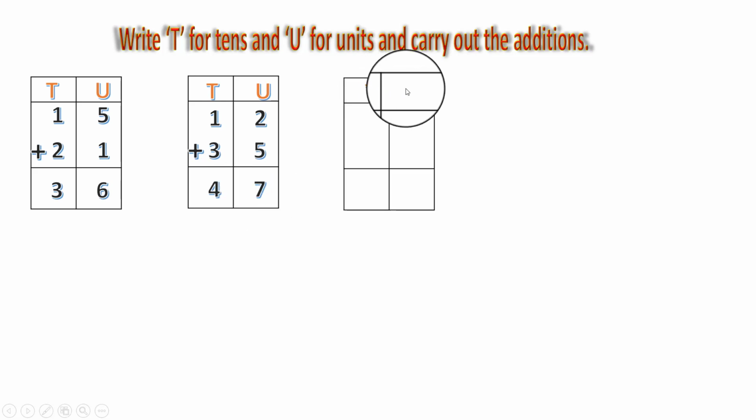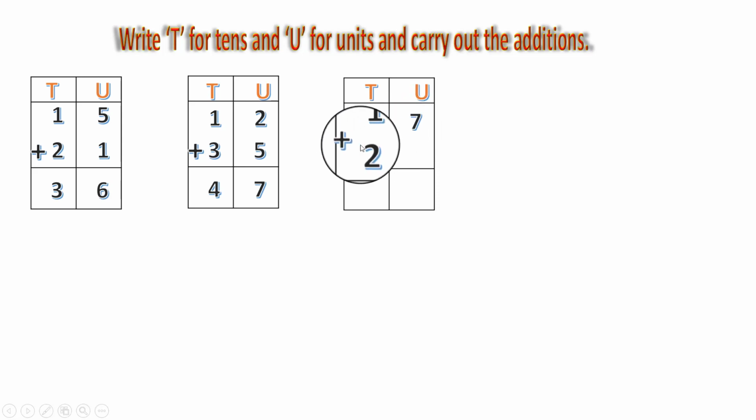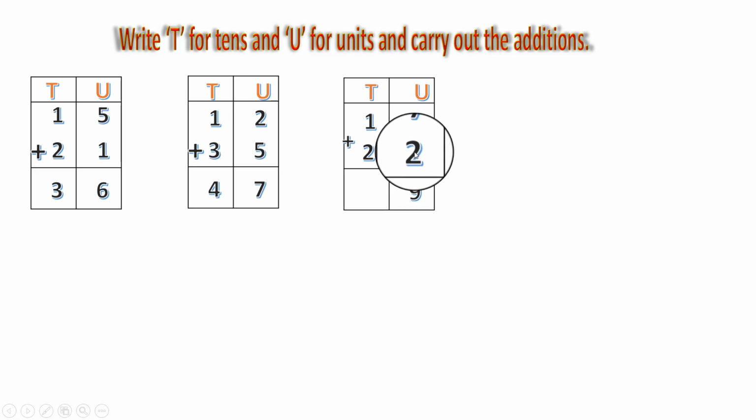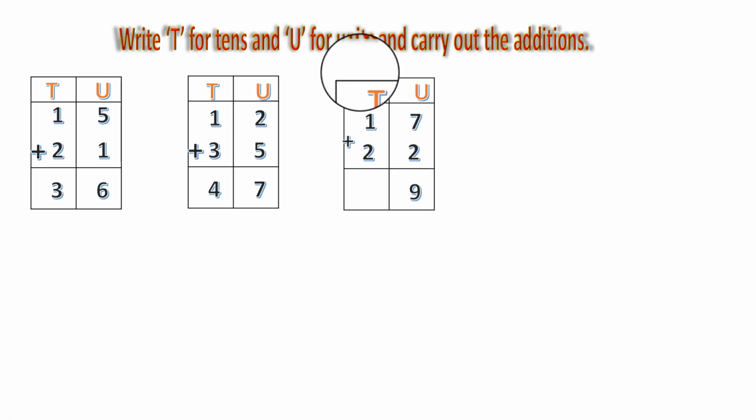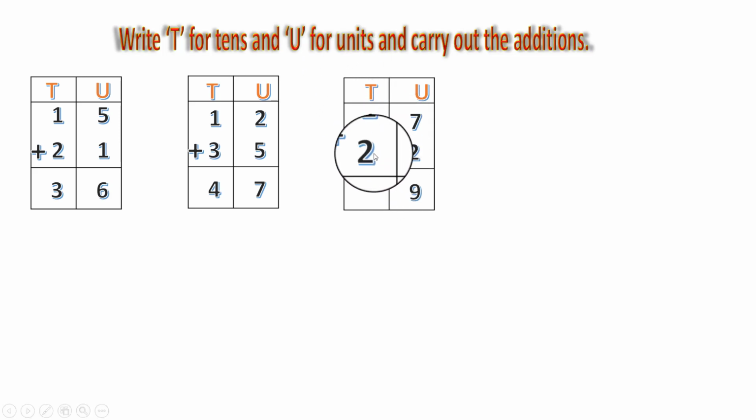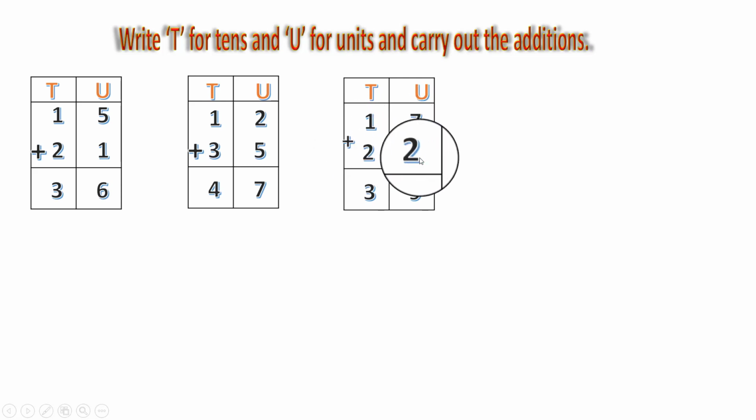T for tens and U for units. 1 ten and 7 units plus 2 tens and 2 units is equal to 7 and 2 get 9, and 1 and 2 tens, when we add them, we get 3 tens. 17 plus 22 is equal to 39.